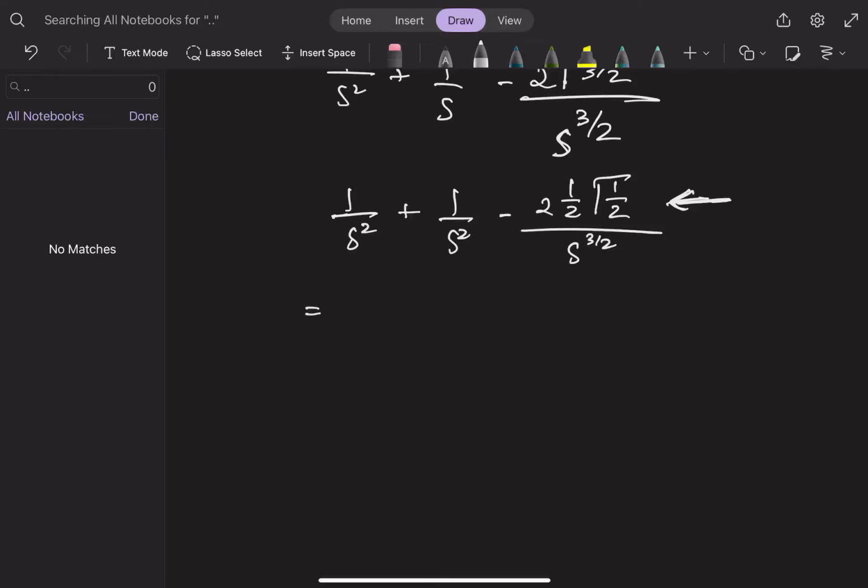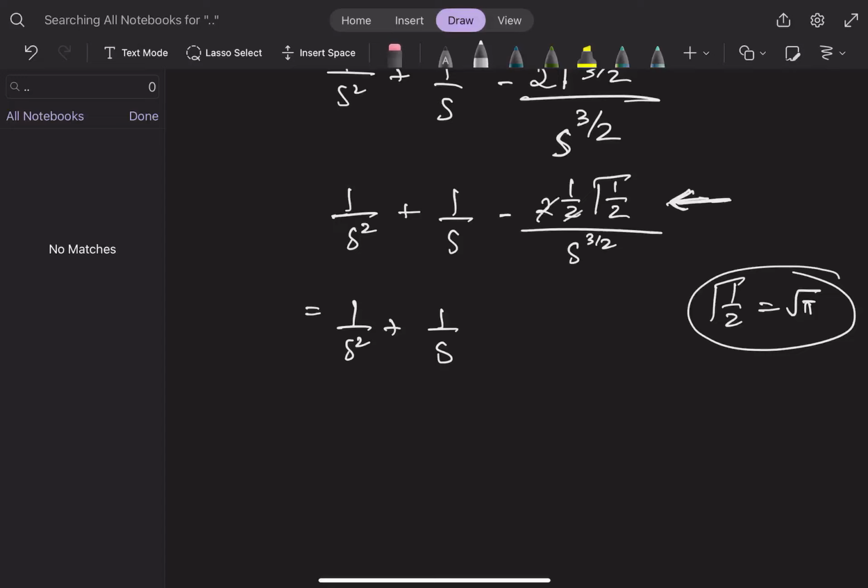So let's solve this. Now what you need to remember is gamma of half is root pi. So 1 upon s square plus 1 upon s. Sorry, this is s guys, not s square. This 2 and 2 get cancelled. So you get minus root pi divided by s raised to 3 by 2. So this is your final answer.